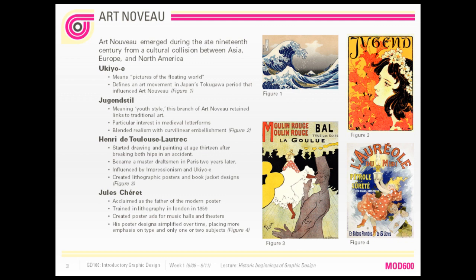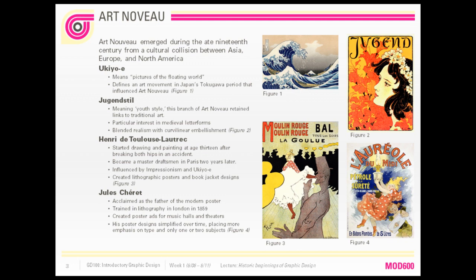Toulouse-Lautrec was basically a drawer at heart. And he became a master draftsman in Paris. He was influenced by ukiyo-e and Impressionism, and he created beautiful lithographic posters and book jacket designs. If you look at Figure 3, that's just beautiful. Look at the relationship between the type and the figure. It's design and it's art, really.